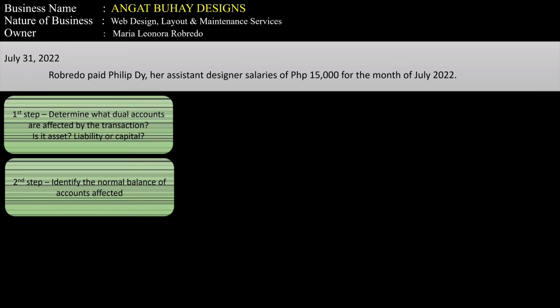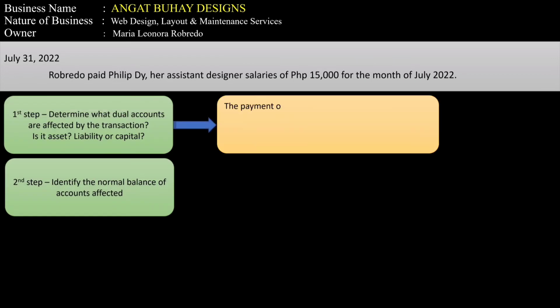So what is the normal balance of asset? Debit. But here, there's a reduction in asset, so there should be a credit. Credit to cash, debit to Robredo drawings. Last transaction, July 31. Robredo paid Philip D. her assistant designer salaries, 15,000 pesos for the month of July.